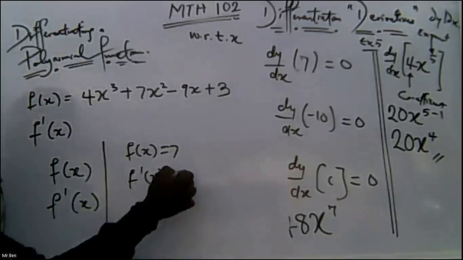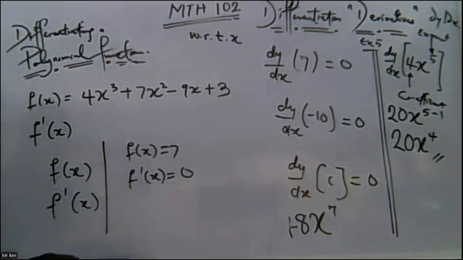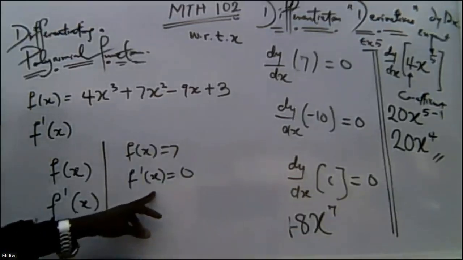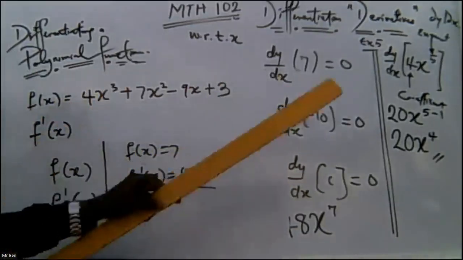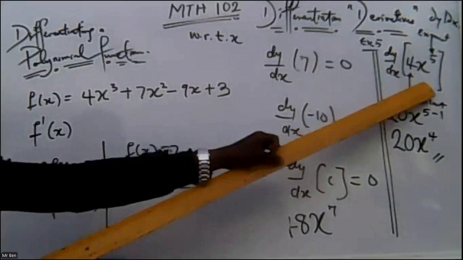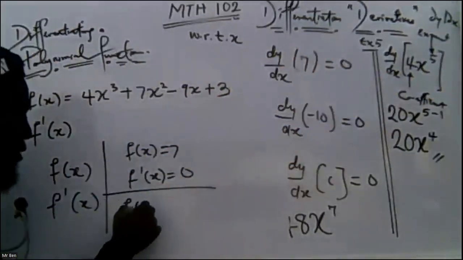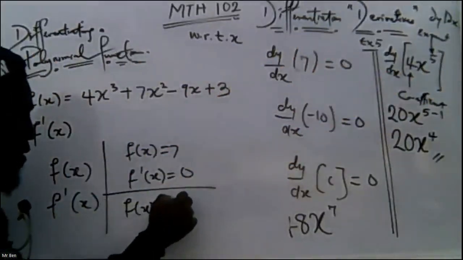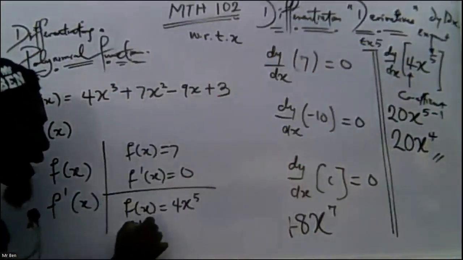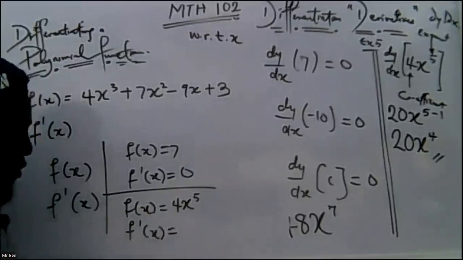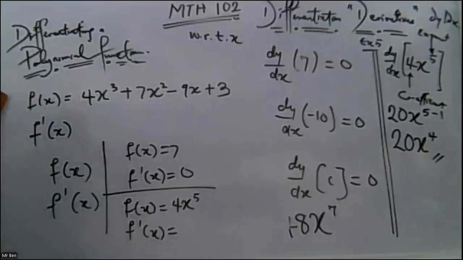That is what it means: f prime of x. Now let me give another example. The function we are differentiating here is 4x raised to power 5. So the f of x we are dealing with is 4x raised to power 5. The derivative of 4x raised to power 5 is what?